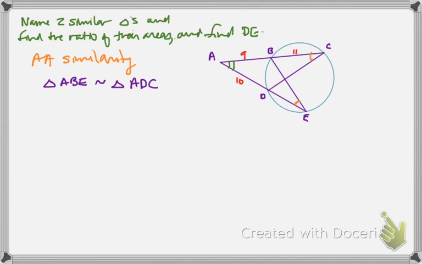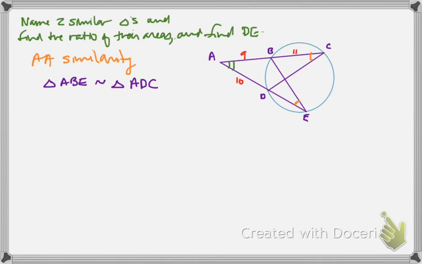Okay, so now find the ratio of their areas for ABE and ADC. Hint, do not actually calculate the area. Use what we learned in this chapter section. Namely, if you know the scale factor, then you can find the area ratio. So see if you can figure out what the scale factor is. What's the scale factor?